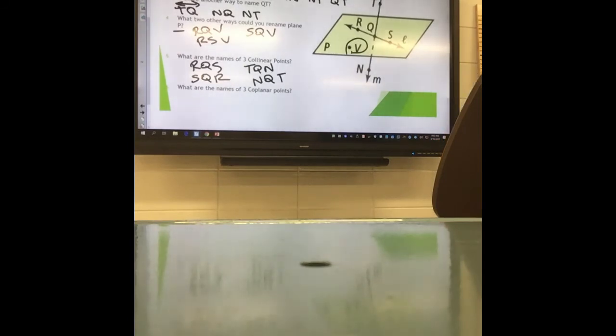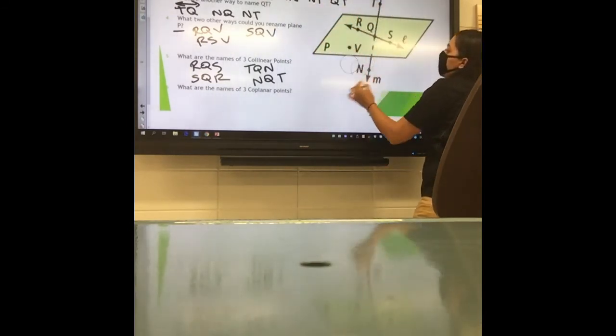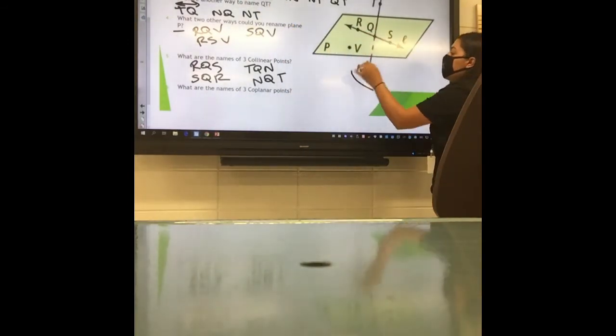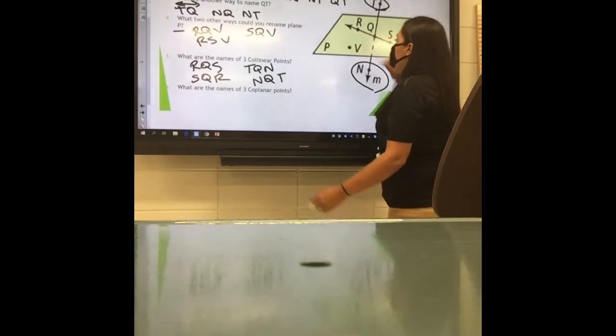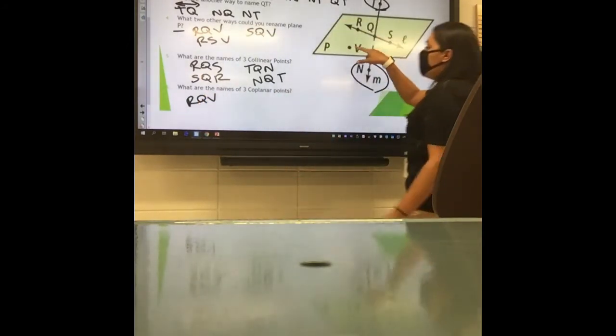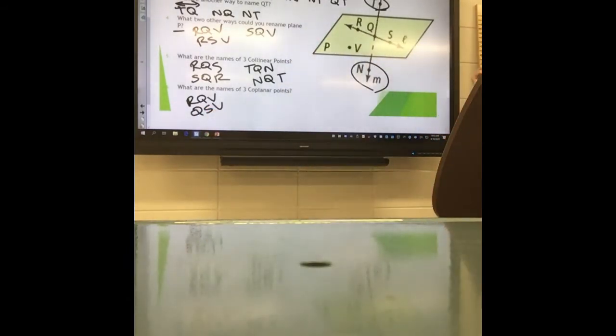And then it says, what are the names of three coplanar points? What's coplanar mean? On the same plane. They're all on the same plane, which means the only points you cannot use are ones that are not in the square. So you cannot use these ones and these ones. Just pick three inside of that square. So you could say RQV. We could say QSV. And somebody give me one more. SVQ? SVQ, perfect.